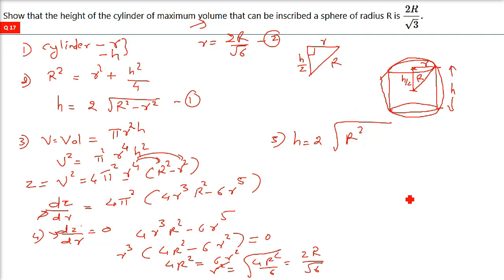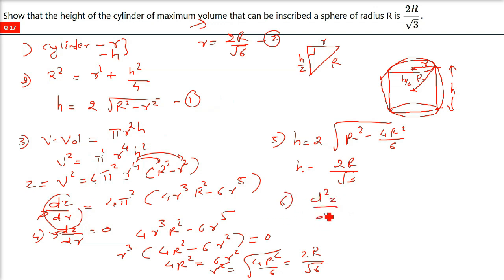Small r is already in terms of capital R, so just replace this 4r square by 6 as I indicated earlier. This height you are going to get as 2 capital R by under root 3. Now this actually solves the question, but the scenario here doesn't stop, because you have to show the examiner that this volume is actually maximum.